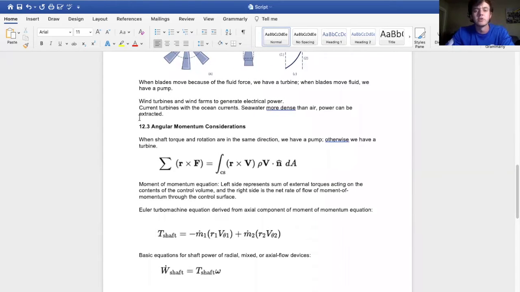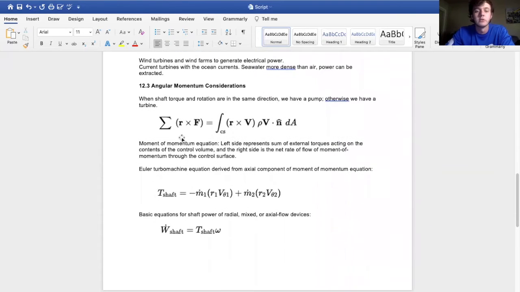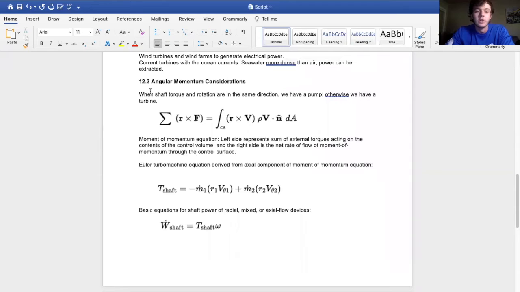And then section 12.3, angular momentum considerations. So when the shaft torque and rotation are in the same direction, we have a pump, like the household fan. Otherwise, we have a turbine, like the wind turbine.